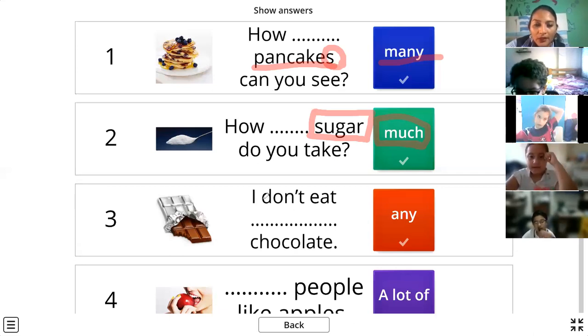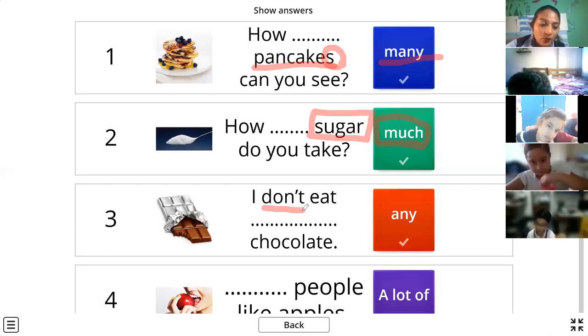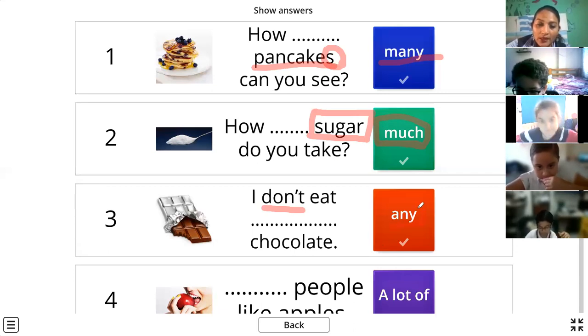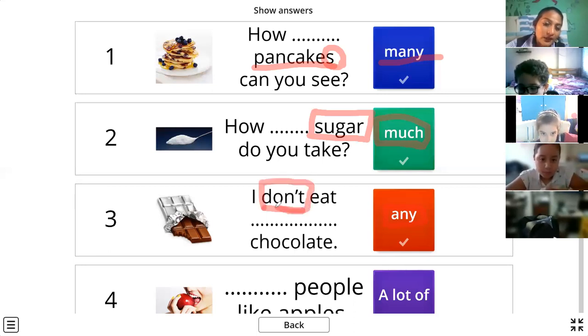Here we have a negative sentence. Recuerde que el some y el any tienen un significado similar, but the general rule says that any most of the time works with negative sentences and also for questions. In this case, we have a negative statement. I don't eat. Ya tenemos una pauta aquí, ¿verdad? Que es la negación I don't. Por lo tanto utilizamos any. I don't eat any chocolate.